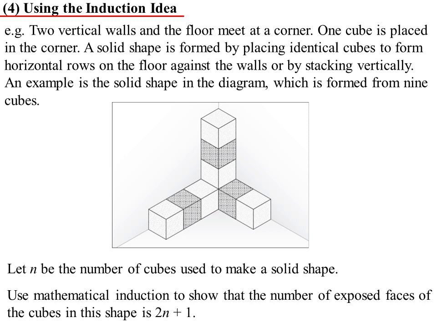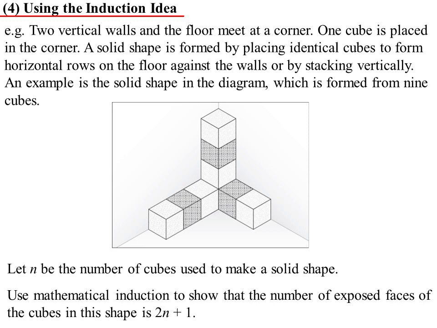Now this one's a little bit different. These ones are ones where you might use a diagram or a picture to explain yourself. It's not one that is nice, neat algebra. So they've given us this picture. We've got these walls and they meet in a corner there. A cube is placed in the corner and then we form a shape by placing more cubes onto this shape. And you can either stack it vertically or horizontally.